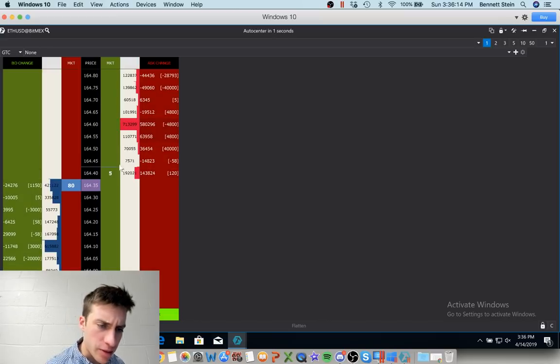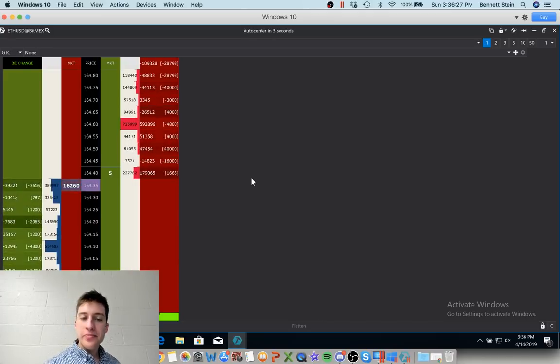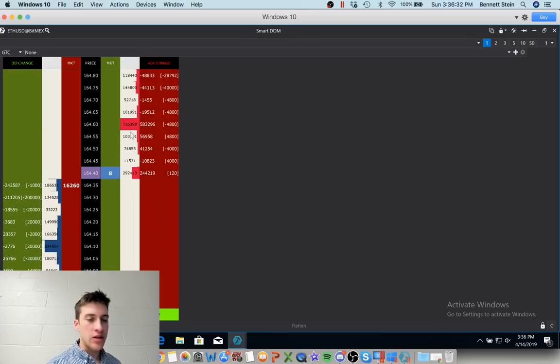Are my market order trackers working right? Because it looks like only 5 contracts market bought and 80 market sold. That's not much volume traded at all. Okay, 85, it is working. So yeah, let's take a live look at the DOM. Let's look at the large sell walls, the large buy walls, 164.1 and 164.6, and tell me what you see.